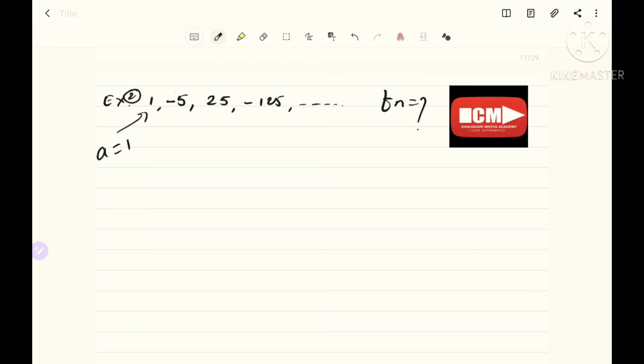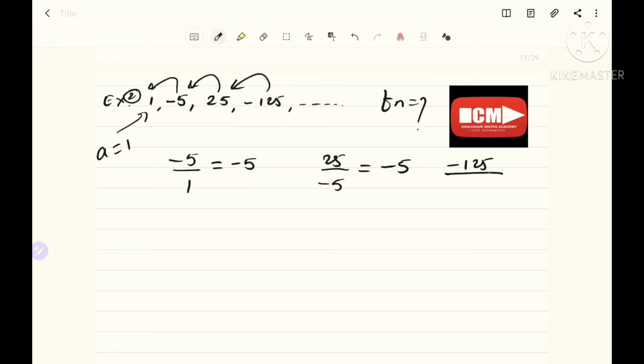Let's try to take a ratio of successive terms. That is minus 5 divided by 1. This ratio is minus 5. Then I am taking the ratio of the next successive term, 25 divided by minus 5. Answer is minus 5. Then one more to cross check: minus 125 divided by 25. Answer is minus 5. If you observe here, the ratio of successive terms remains the same. Therefore, the given sequence is in geometric progression.